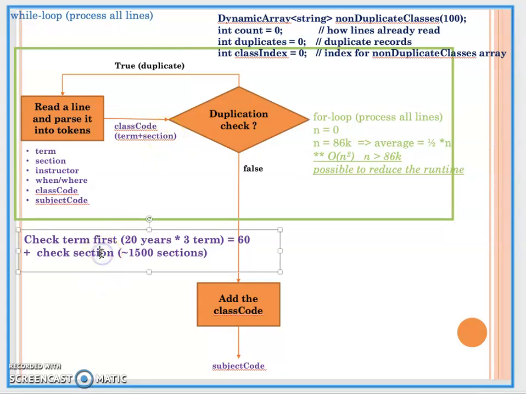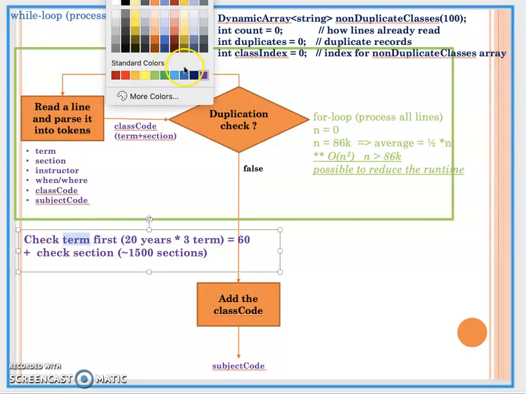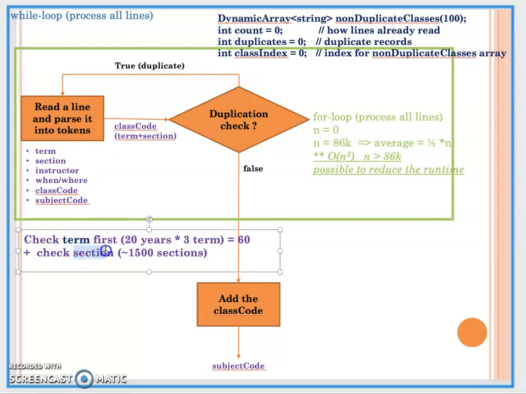We checked term combined with the section. So now let's think about another way. I know we need the term and section to match, that's the duplicate. So how about we don't combine them into the class code, and just use the term? We check the term first, then we check the section. If they both match, that also is a duplicate. And if we group the data by term first, in the past 20 years we have just about 60 semesters. So your n is 60 when you finish the term check.